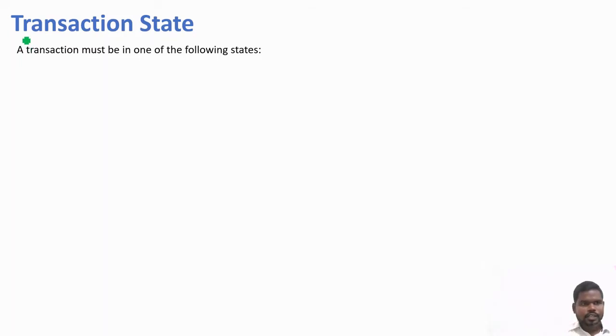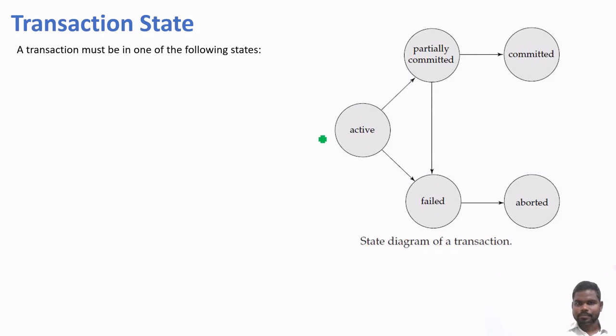In this lecture, we'll see about the different transaction states. A transaction must be in one of the following states. Okay, so this is the diagram. So basically, we have 5 different transaction states, starting from active, partially committed, failed, committed, aborted.